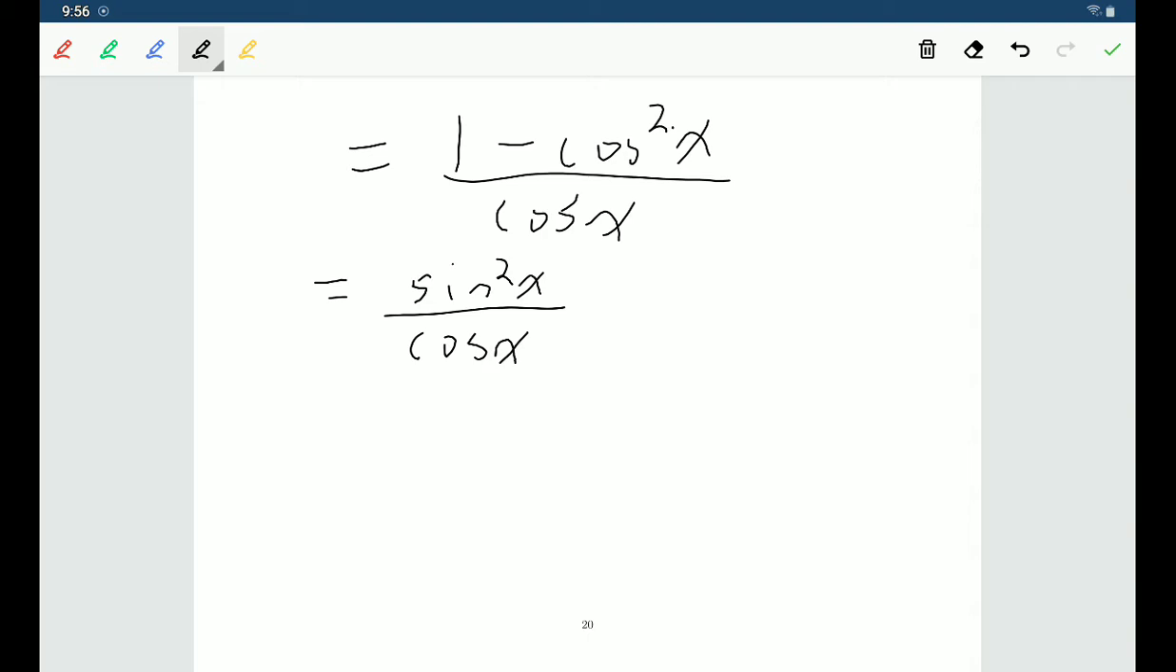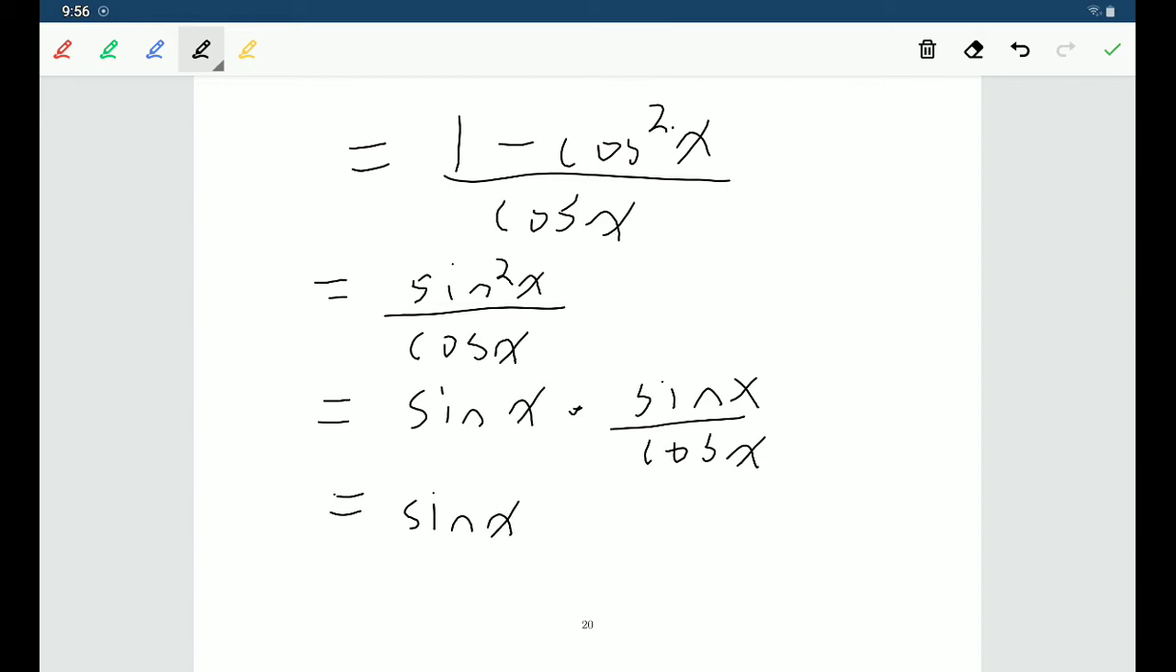And now I know where I need to go, because we want this to be sine times tangent. The numerator is sine squared, which is sine times sine. And sine over cosine, that's tangent. And so there we go. We actually have sine of x times tangent of x, which was the right side we were trying to get to. So therefore, the left side is equal to the right side. We've established that trig identity.